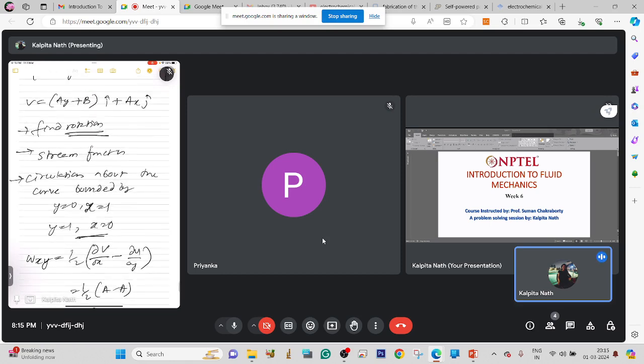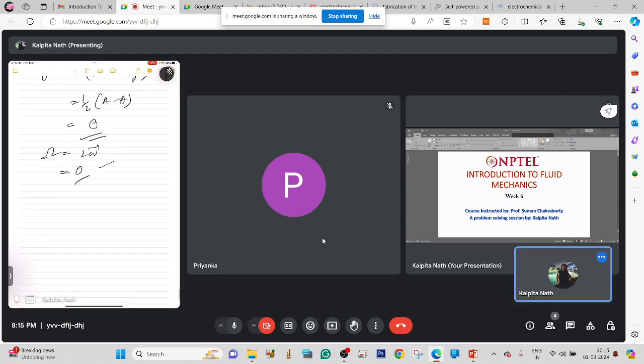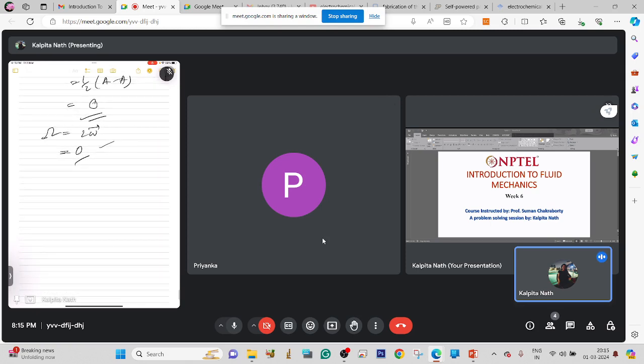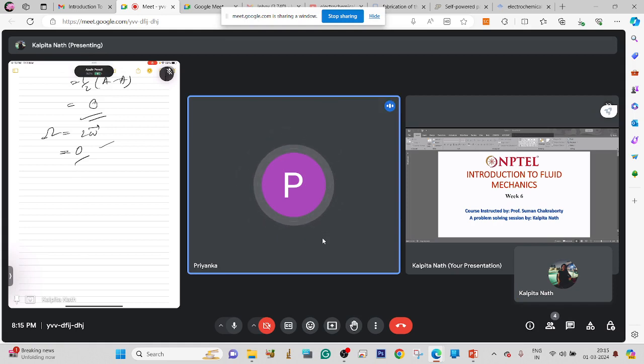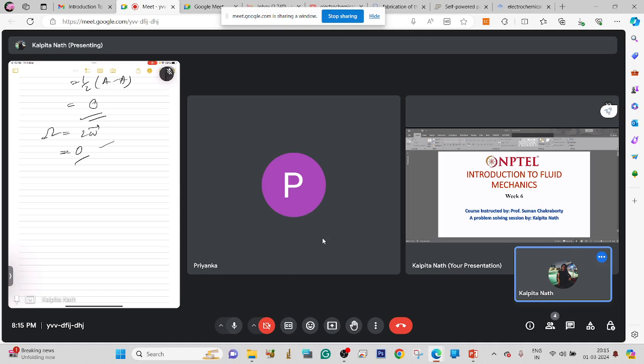The second question was about the stream function. Have you found out the stream function? First you check whether the flow is possible or not. If it is possible, then find out the stream function. It is a two-dimensional incompressible flow, so we can find the stream function. The stream function is a y square by 2 minus a x square by 2 plus some constant. The constant we need to mention.